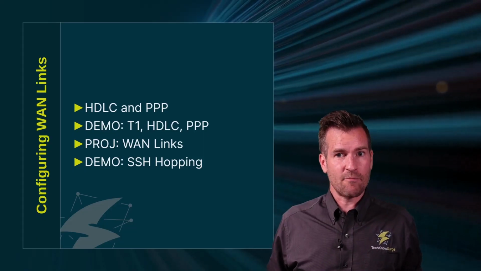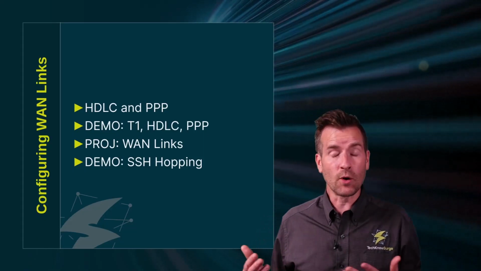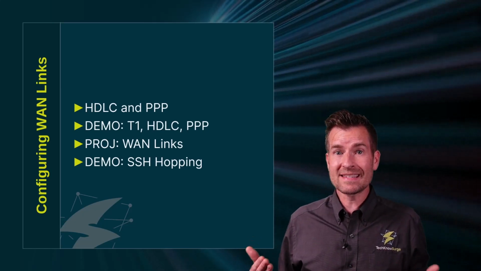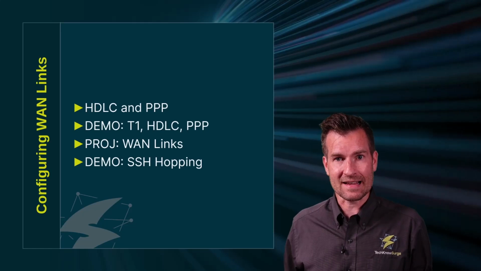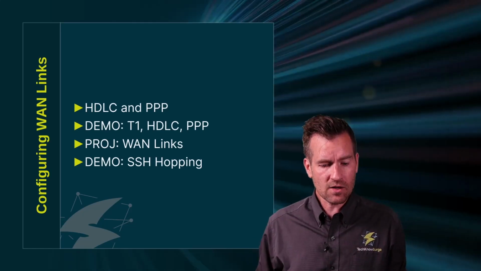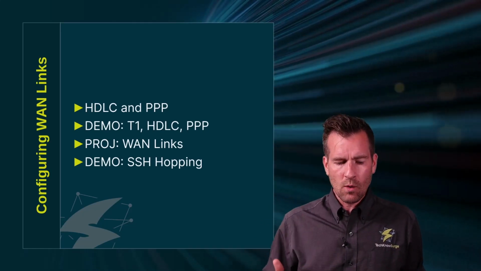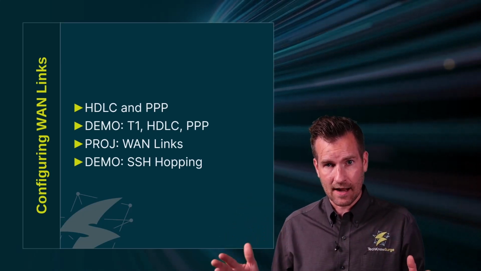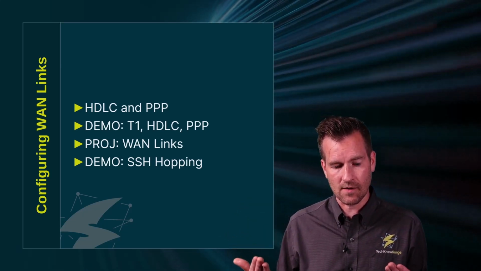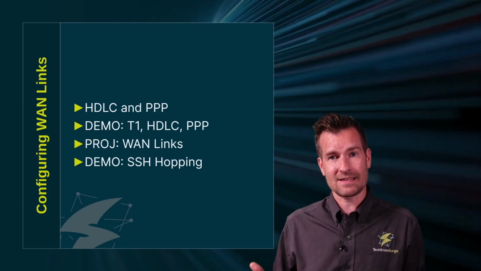We'll kick things off by talking about HDLC and point-to-point protocol. These are two similar protocols that we can use across many types of WAN links. So we'll talk about how we can configure those, and then I'll do a demo. We'll get into WAN links and do some of the configuration across our network so we have some communication across our network. And then I'm gonna talk about SSH hopping.